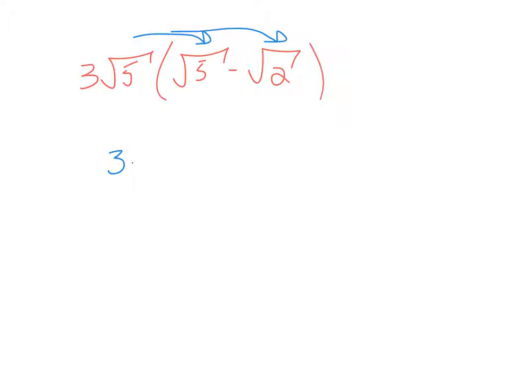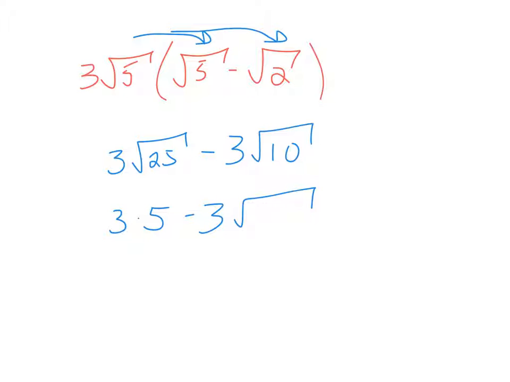So it's 3 square root of 25, minus 3 square root of 10. Can we simplify any of that? 25 and 5. So what does this first term become then? 15. Yeah, so then it's really 3 times 5. So then, 15 minus 3 square root of 10. Can we go any further? No, don't overdo it.